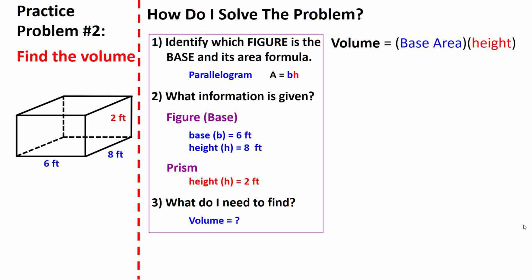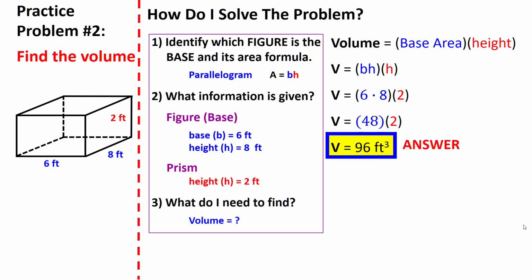I always start with the volume formula, base area times height. I use substitution. 6 times 8 is 48. 48 times 2 is 96. The final answer is 96 cubic feet.